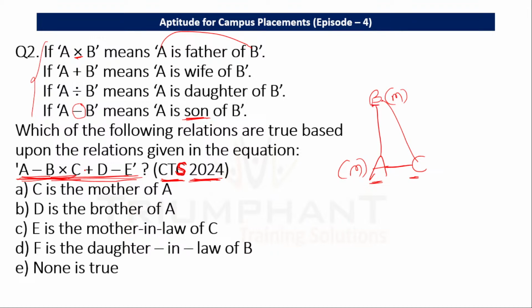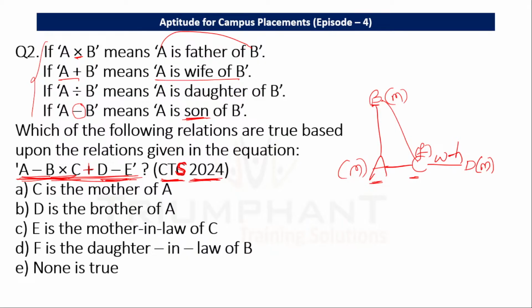So if I continue, C and D are connected by plus. Again, plus is C plus D. In A plus B, A is the wife of B. In C plus D, C is the wife of D. So C is the wife of D. In the statement, C is the wife of D. C being a wife, female, D male, and C and D are wife and husband.